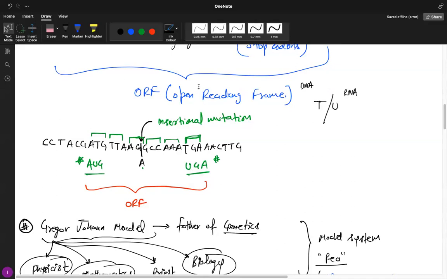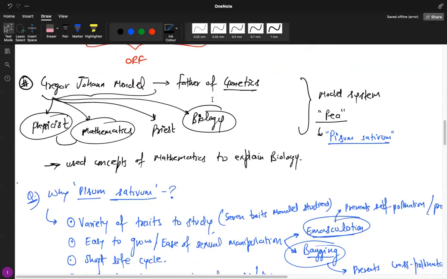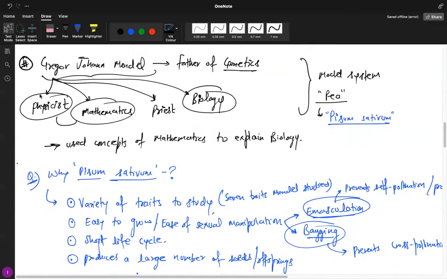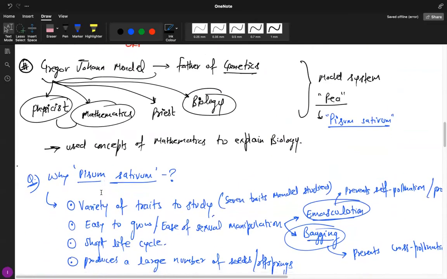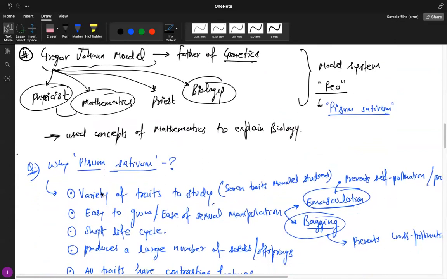Great. So would you like to give a quick recap of the last class, from Mendel and why he chose the pea plant? Yes, sir. We discussed Mendel. He was the father of genetics. His full name was Gregor Johann Mendel. We discussed that he chose the pea plant for the experiment, which is also called Pisum sativum. And then we wrote a question, why we chose Pisum sativum.